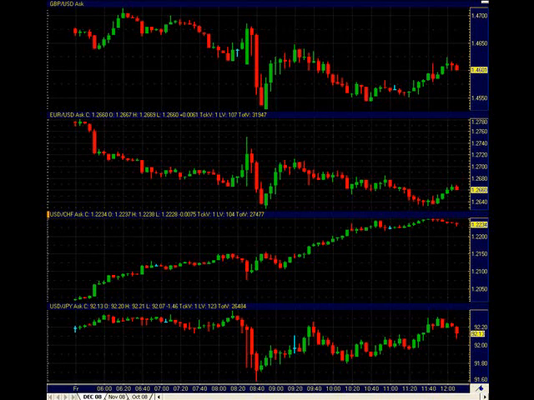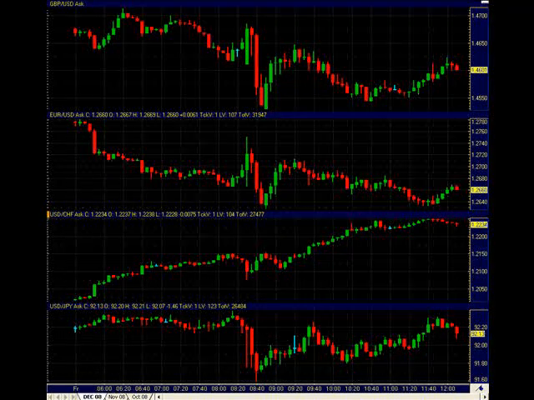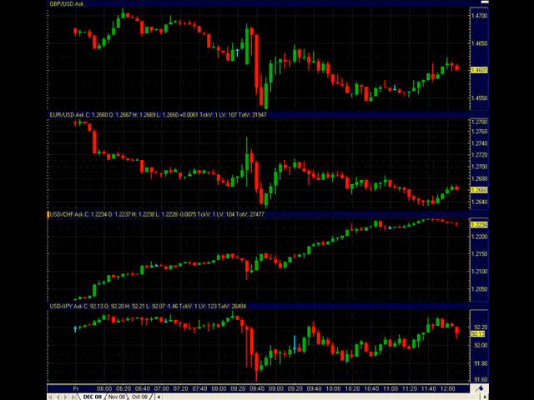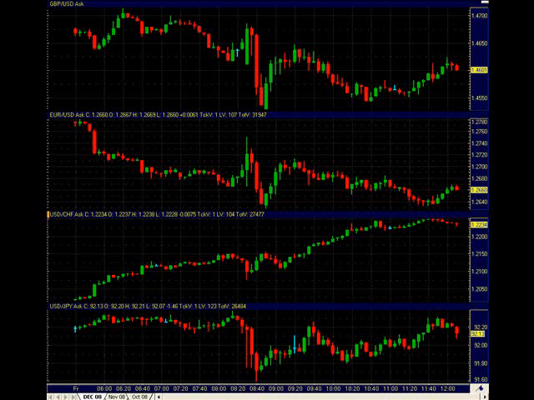What you're looking at in front of you is four pairs. This is a 5-minute chart, and we're using this so we can get a good look at the actual release and how the movement takes place. We're looking at Pound USD, Euro USD, US Swissy, and US Yen. We also will look at some other pairs, some carries and carry crosses later on in the video, guys. But we're going to start off focusing with this.